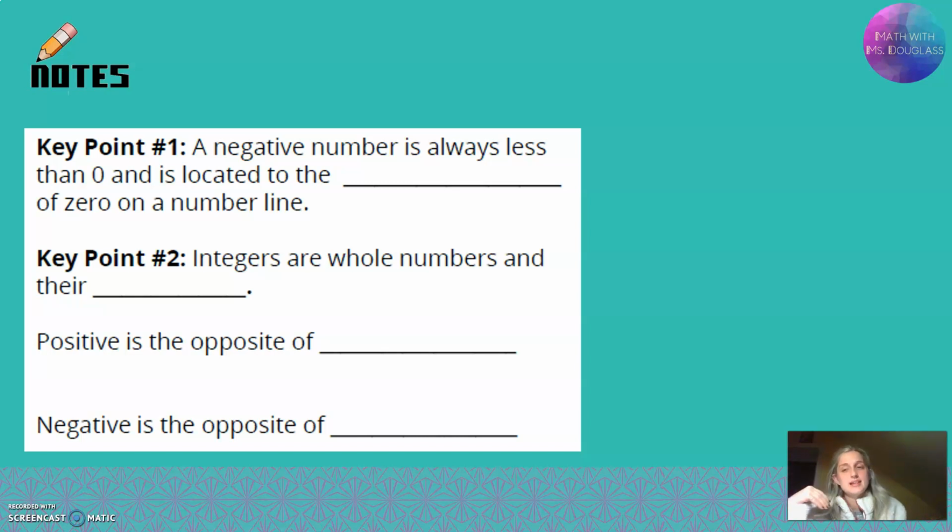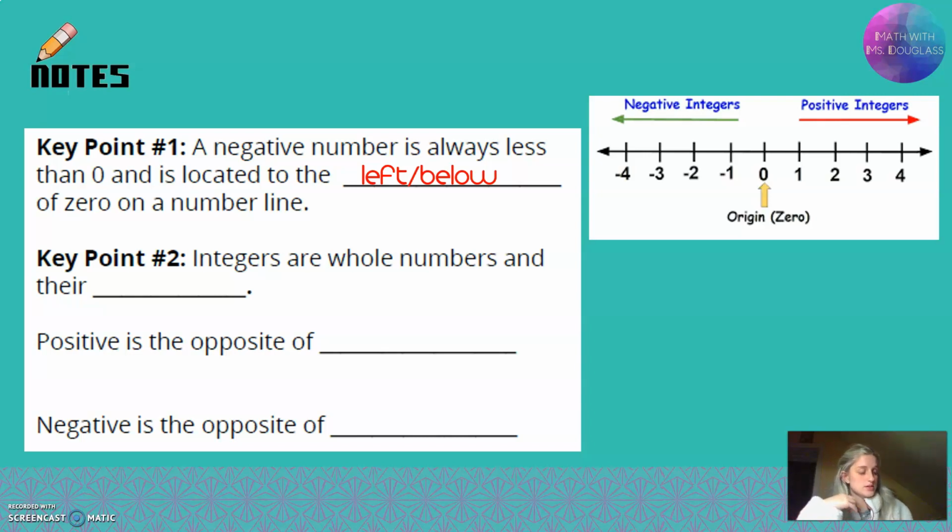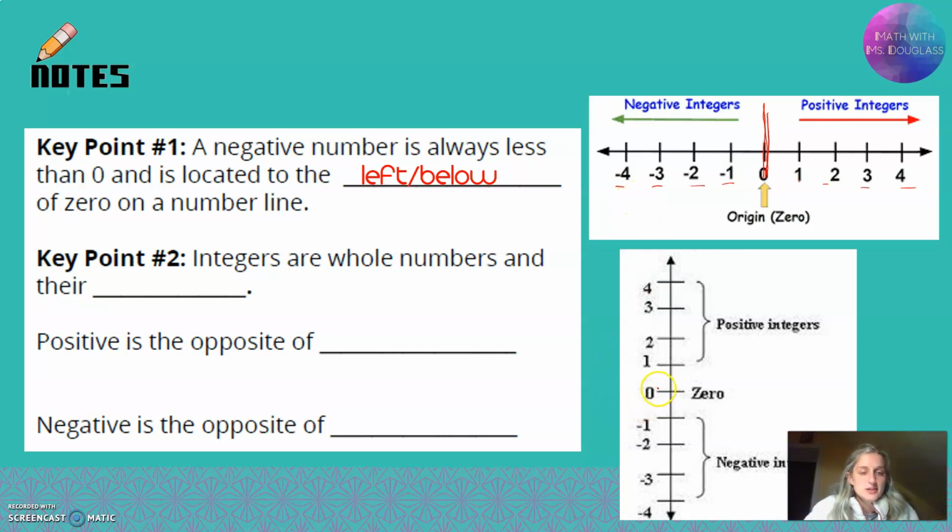Negative numbers are always less than 0, and they're located to the left or below of 0 on a number line. So if you're looking at a horizontal number line, here is 0. And 0 kind of acts like a mirror. If we have 1, 2, 3, 4 on this side, we're going to put the opposite, -1, -2, -3, -4 on the other side. If we have a vertical one, 0 acts as like our middle of the number line.